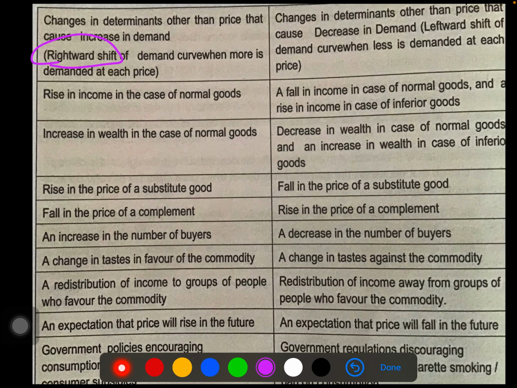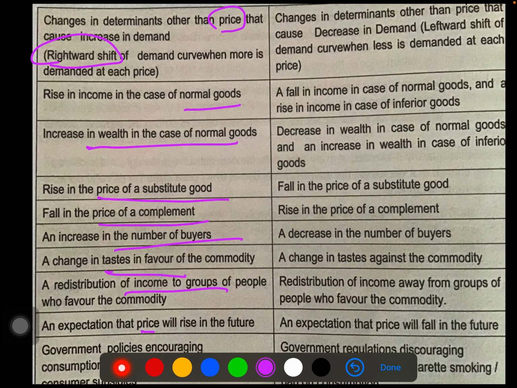Whenever demand shifts towards the right side, keeping the price constant: a rise in income in the case of normal goods, an increase in wealth in the case of normal goods, a rise in the price of substitutes, a fall in the price of complements, an increase in the number of buyers. If the number increases, that means demand increases, shifting towards the right side. Taste and preferences, I just told you, if you like the good, it's favorable, so it shifts towards the right side. If people's income is increasing, it shifts towards the right. I just gave an example of income and demand.